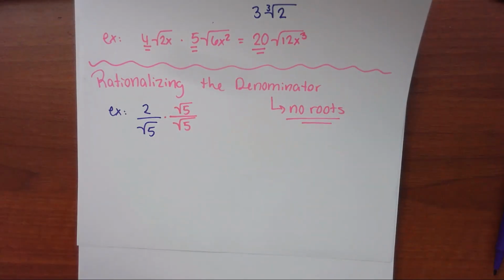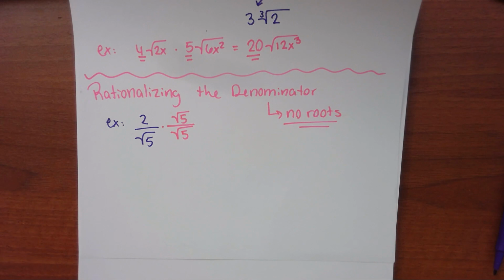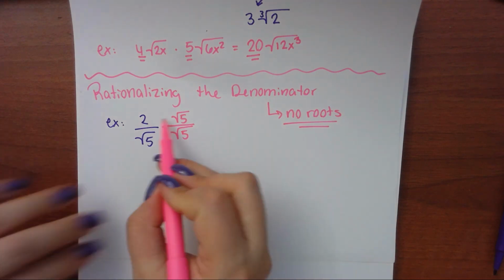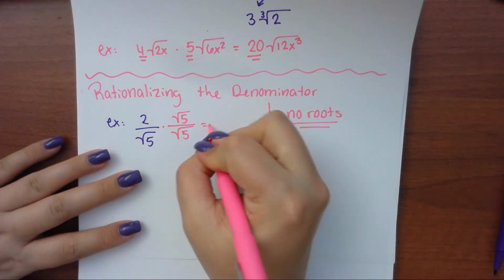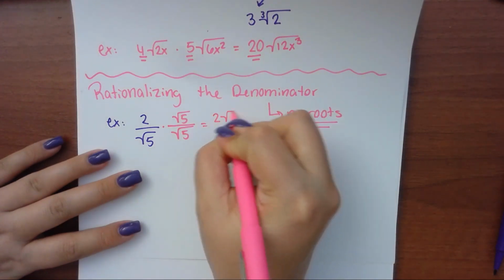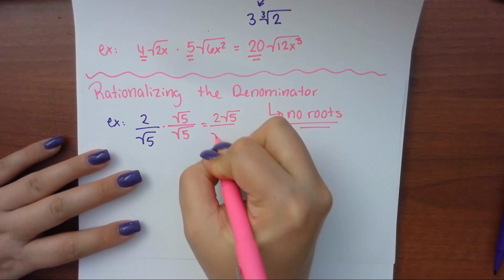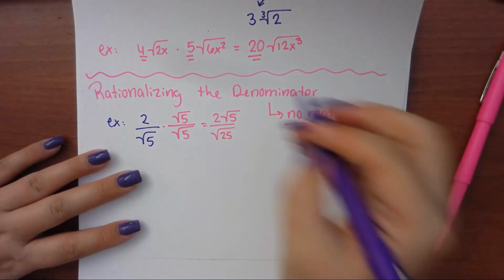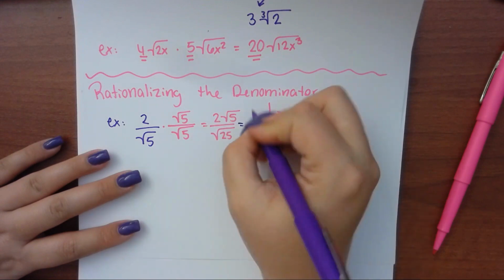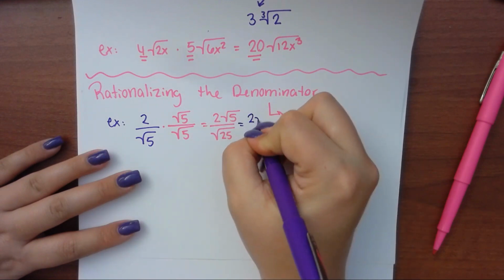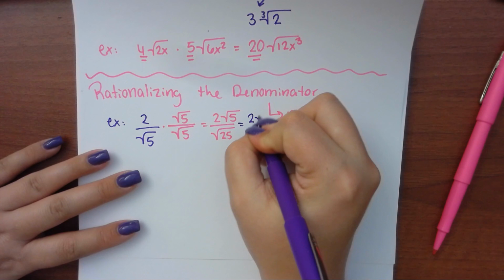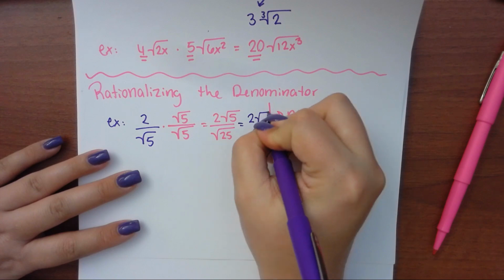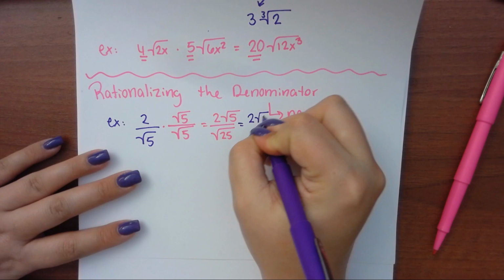If I do that, I'm going to multiply straight across, and I get 2 square root of 5 over the square root of 25, multiply underneath. Now you should know that the square root of 25 is just 5. So it will cancel out and leave you without that radical. You get no roots in the denominator. Okay, so 2 square root of 5 over 5.